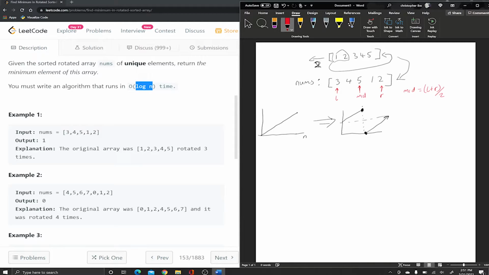So we just have to ask ourselves a question: is nums of mid greater than nums of r? In this case, nums of mid is 5. Okay, is 5 greater than 2? In this case, the answer is yes. So we know the point we're looking for, the inflection point where it switches from high to low, is somewhere between mid and r. Okay, so we can completely ignore this side, and just move L to right here.